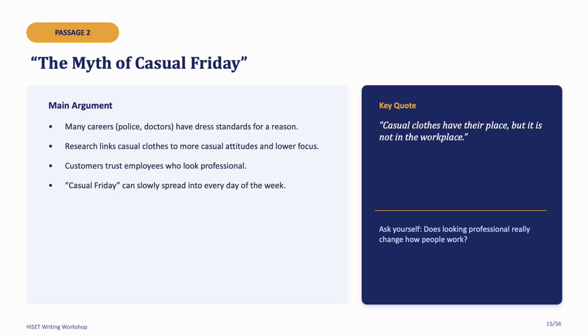Now I can compare the two passages. Passage 1 says casual clothing can improve confidence and creativity. Passage 2 says professional clothing can improve focus and customer trust. Now I have enough information to make a decision.